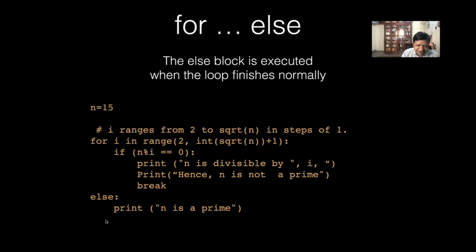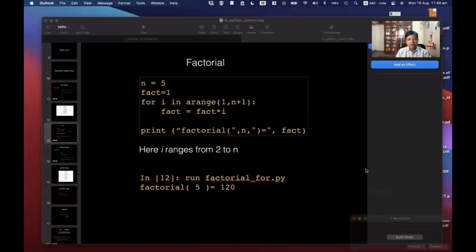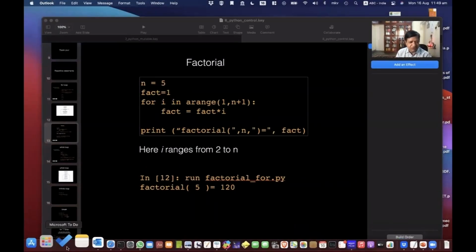And that if condition has to be here to declare whether n is prime or not. Okay, so I'm basically done with the repetitive statement. Now I just quickly want to show you how to edit a file.